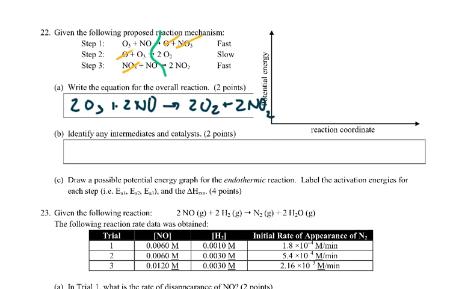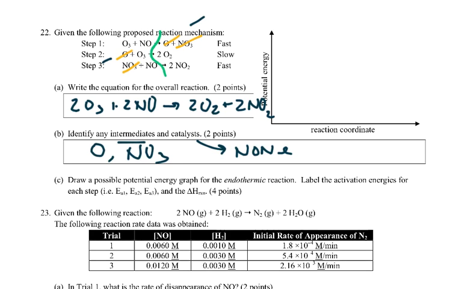Okay, identify any intermediates. The things that crossed out and then reappear, that I formed and then used up, those are intermediates. So my intermediates are O and NO3. Okay, catalysts: there are none. Catalysts would have crossed out upper left, lower right. They would have been used up and then reformed. There's no catalyst.